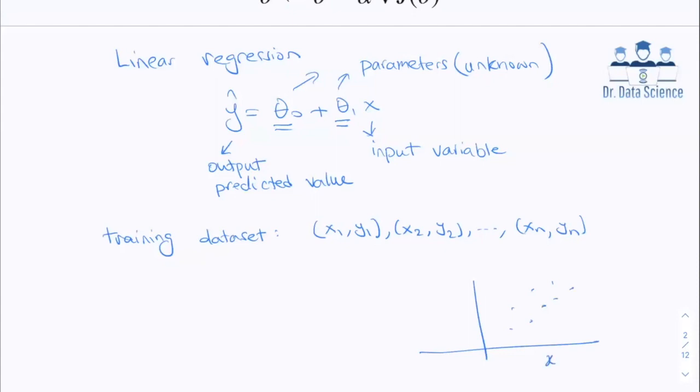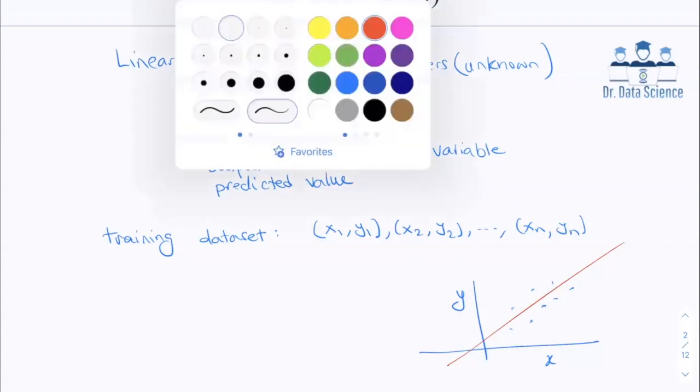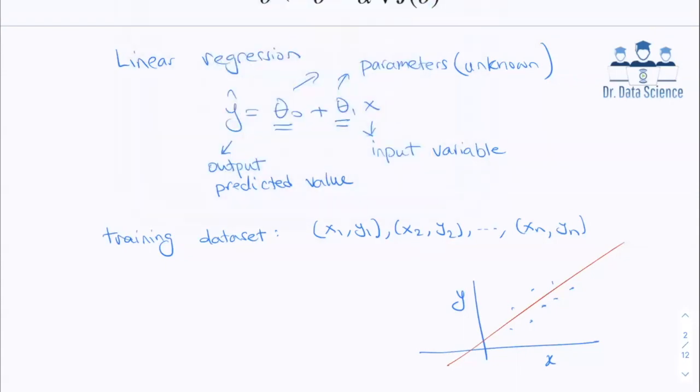So this is the x-axis, this is the y-axis. And our goal is to find the equation of this line, where theta 0 is the intercept and theta 1 is the slope of this line, by solving an optimization problem. So now the main question here is, how do we find theta 0 and theta 1?